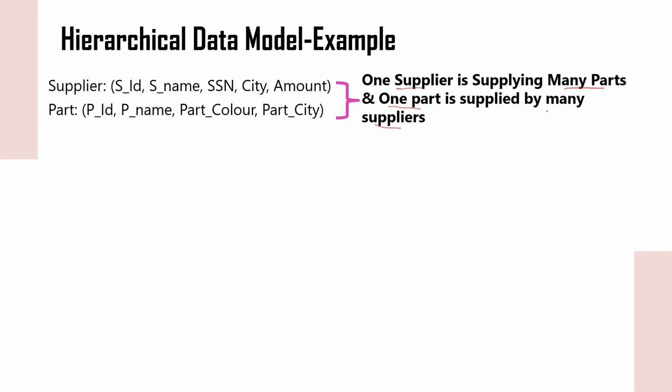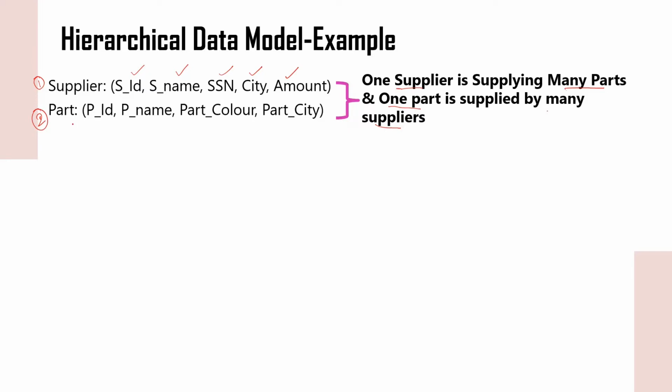Now look at this supplier record and part record. Supplier has supplier ID as SID, supplier name as SNAME, supplier SSN as SSN, supplier city where he dwells, and amount. The supplier is supplying a particular amount of a particular part. Part record will have part ID, part name as PID and PName, part color and part city.